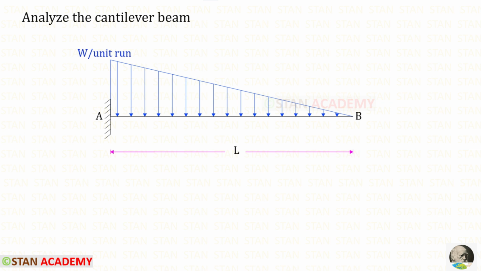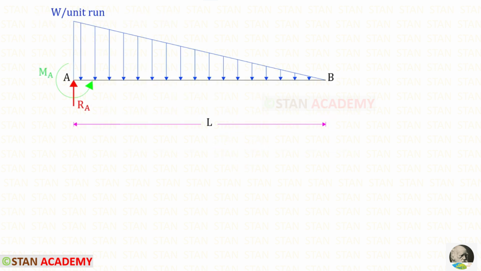Hello everyone. Today we are going to analyze this cantilever beam. In this beam we have a uniformly varying load. It varies from 0 at the free end to W at the fixed end. The span of the beam is given as L. At the fixed end we need to find the vertical reaction RA and the moment MA.